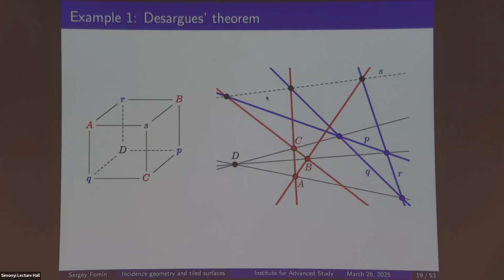the ingredients in the statement of Desargues' theorem. So let's take our favorite face. I want to pick a person in the audience, Leonardo. Which of these faces do you want? Top face. The top face. Okay. A, B, R, S. Okay, so this is A, B.